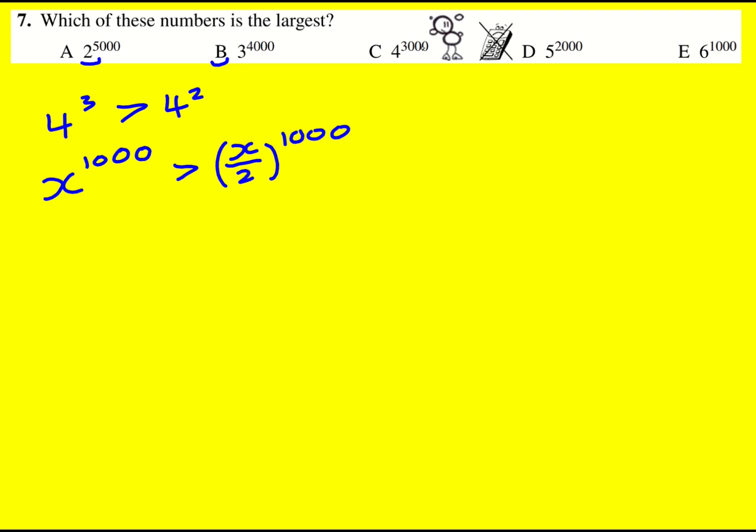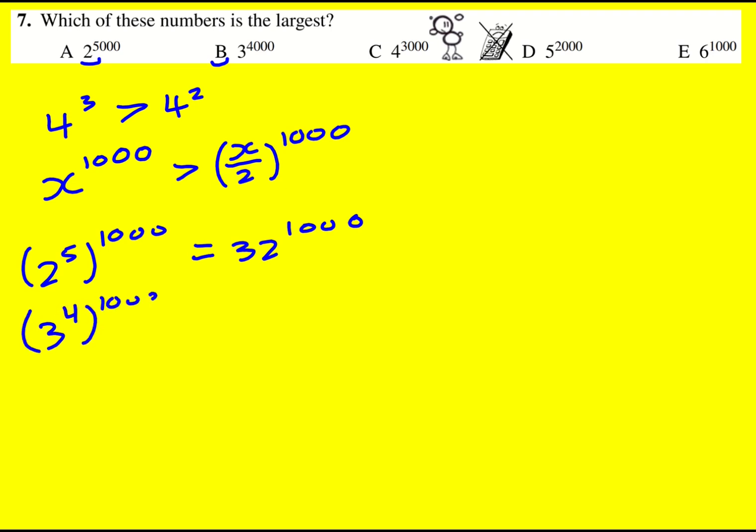And if we look for a common factor of all the powers, it's going to be 1000. So I can write that 2 to the 5000 is actually 2 to the 5, all to the 1000. And that is going to be 32 to the 1000. And I can do the same with the other ones. So 3 to the 4000 is going to be 3 to the 4, to the 1000, which is 3 times 3 times 3 times 3, or 9 squared. It's 81 to the 1000.